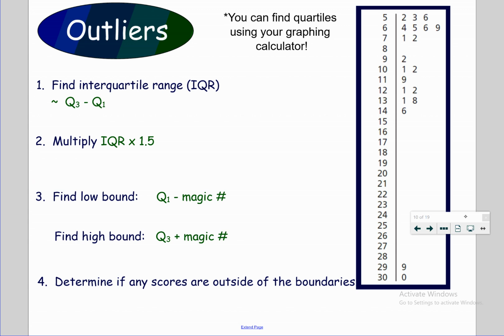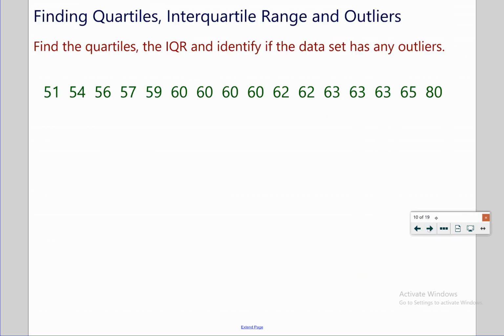To find the bounds, we take our lower quartile Q1 and subtract that number. So we're subtracting 1.5 times the interquartile range. And we take our Q3 and add on that magic number, so 1.5 times the interquartile range. If any data values are beyond that, they're outliers. If all of our data are within the bounds that we found, we don't have any outliers. Okay, so we're going to do an example so you can see what this looks like. This one, I think, is on your paper.